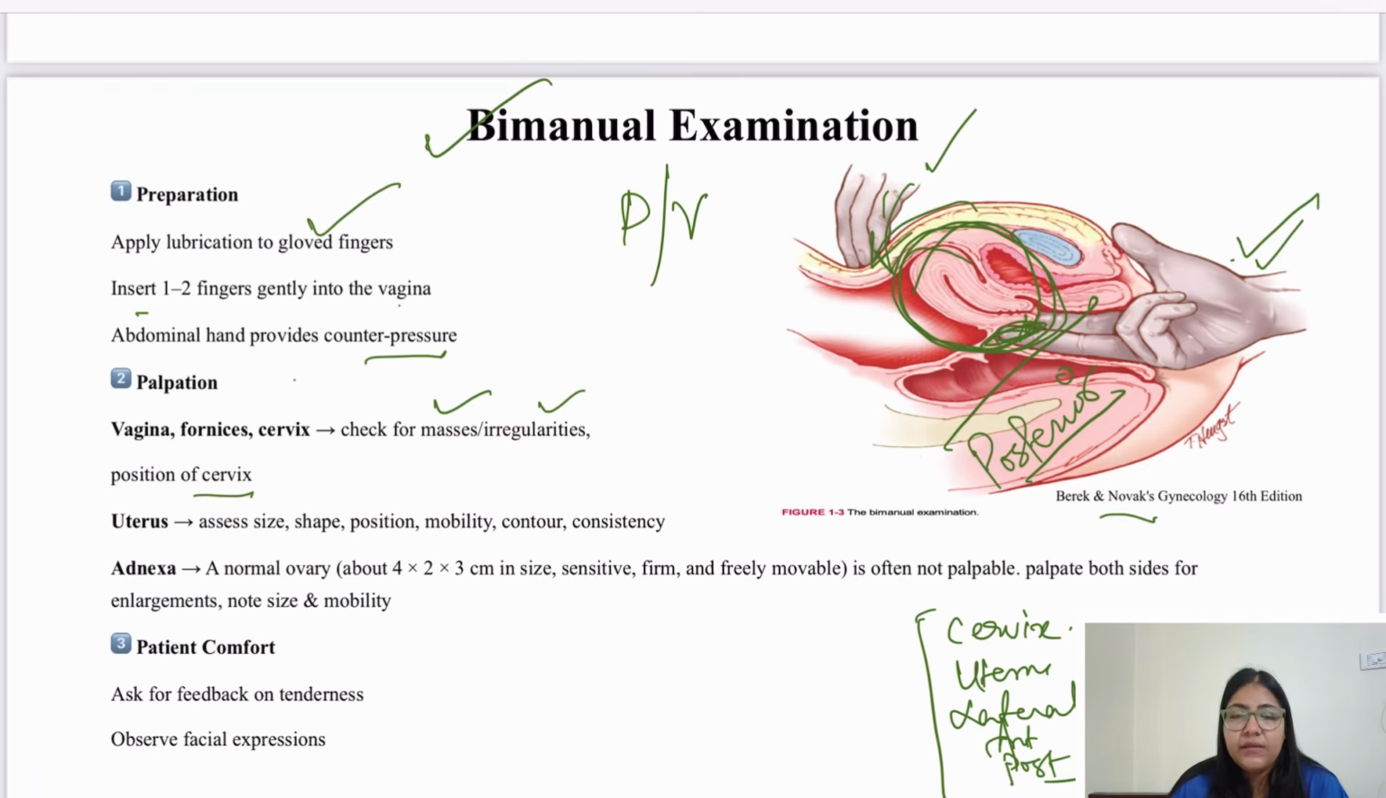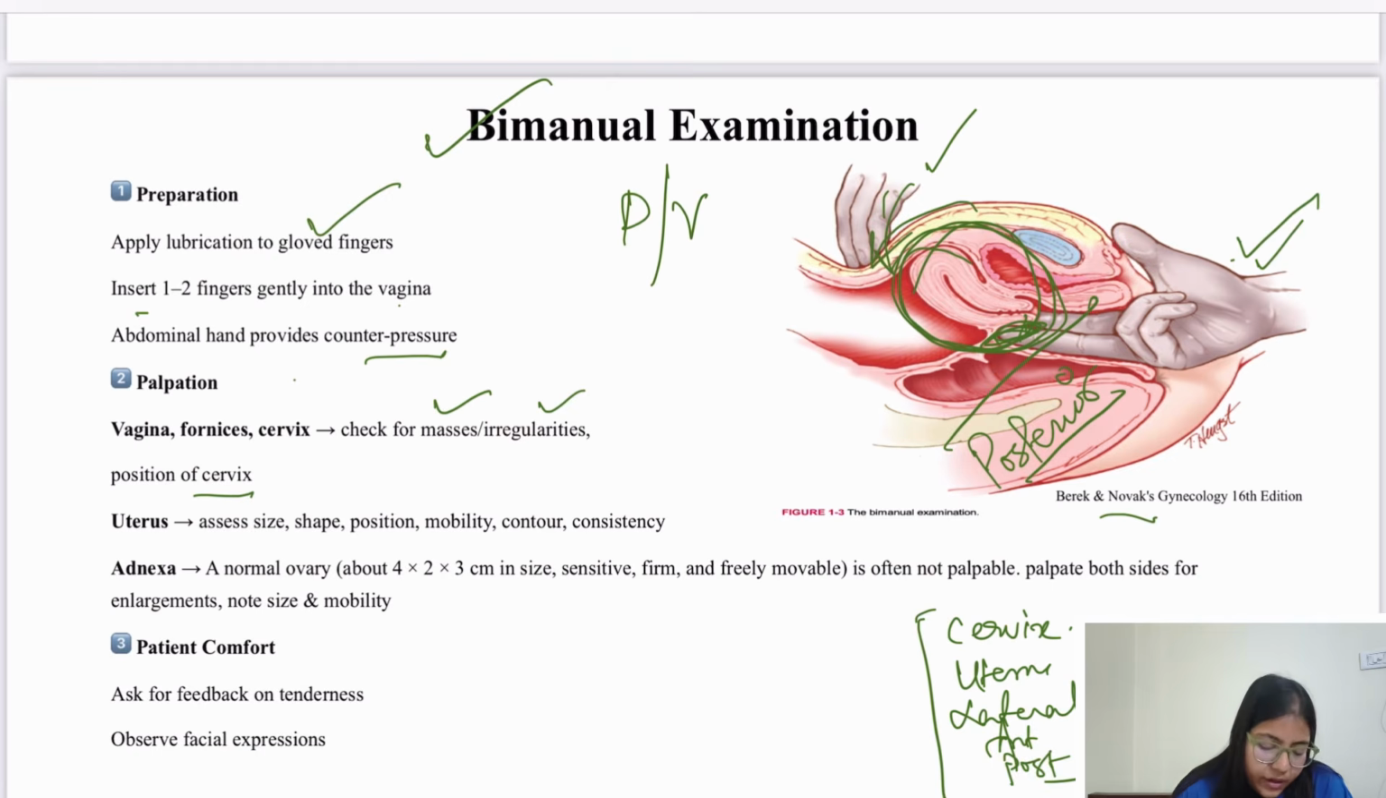If the uterus is anteverted, where will be the cervix? Yeah, tell me. So the cervix will be posterior. If the uterus is retroverted, the cervix will be anterior. So these are the minor questions asked in practical examination, and you should be knowing this.